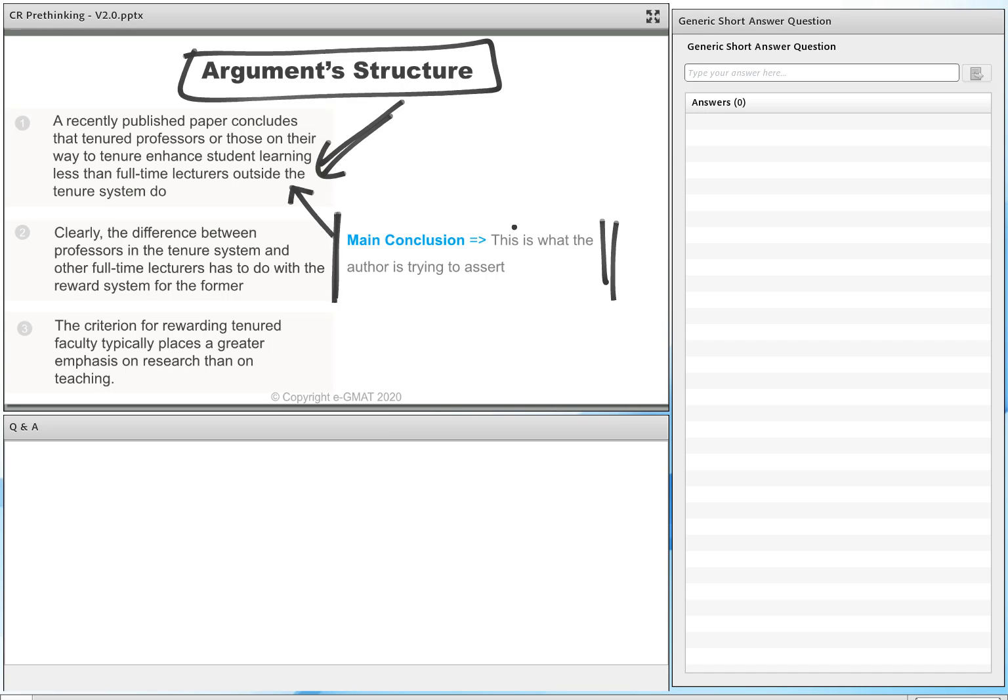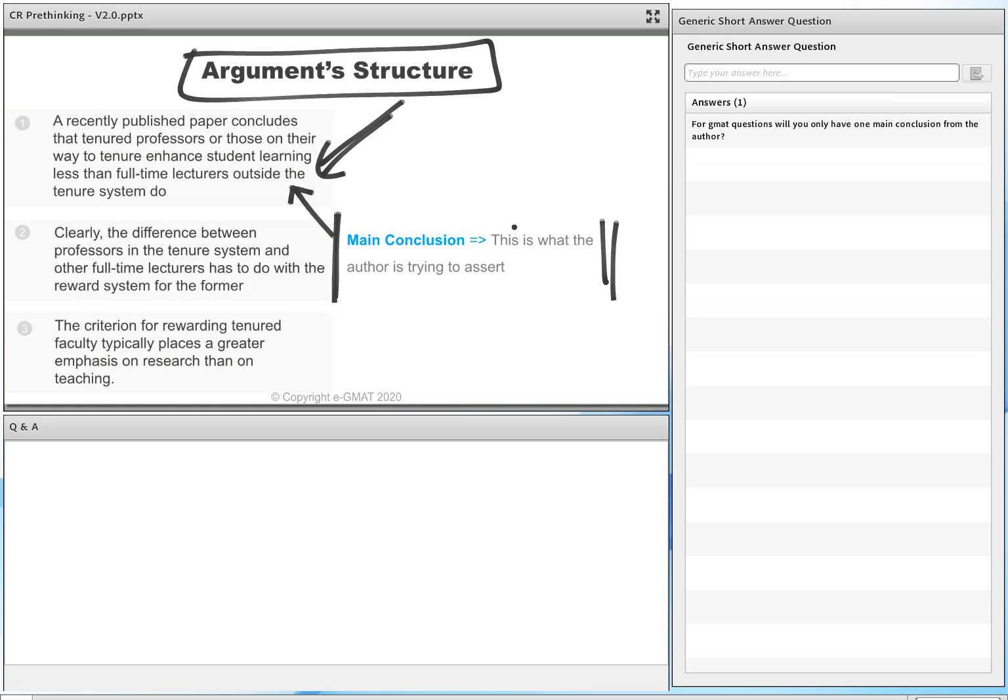So what does visualize mean? Visualize means that you can see this happen in front of you. You put yourself in the shoes of the author and you really say, how am I making this? What's the logic that I'm using to arrive at that conclusion?